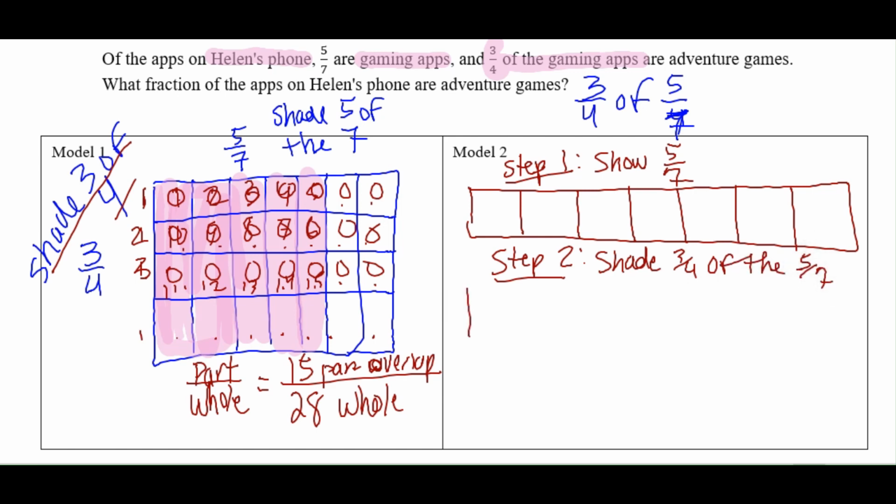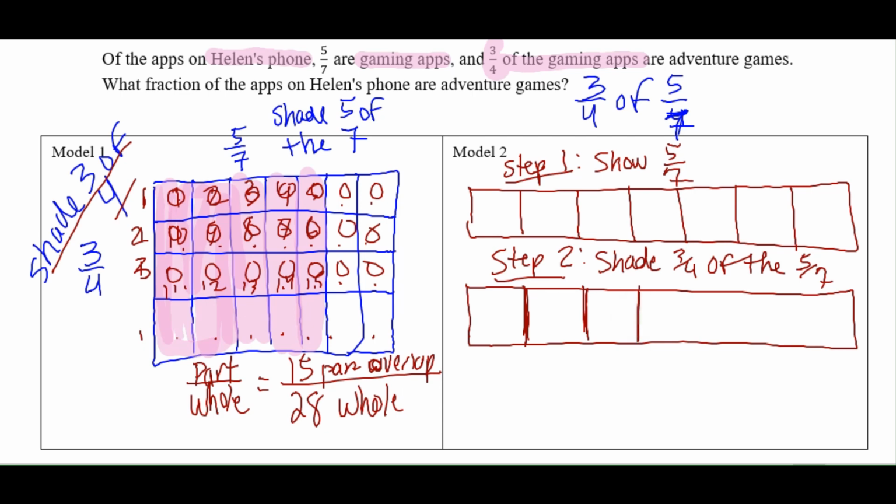So I'm going to draw a rectangle. And then I want to shade 3/4 of the 5/7. So I'm going to just copy what I had in the first step. And then I need to show 3/4 in each 7th. So that means I need 3 lines to make 4ths in each of the 7ths.